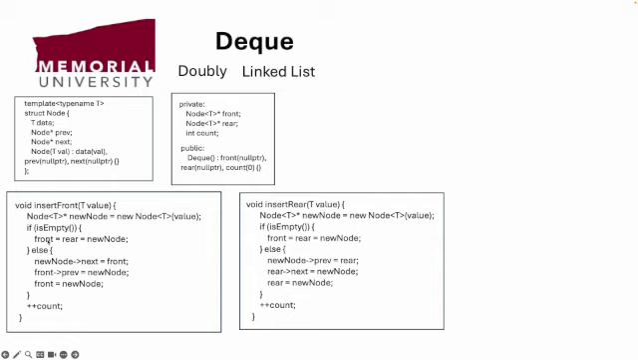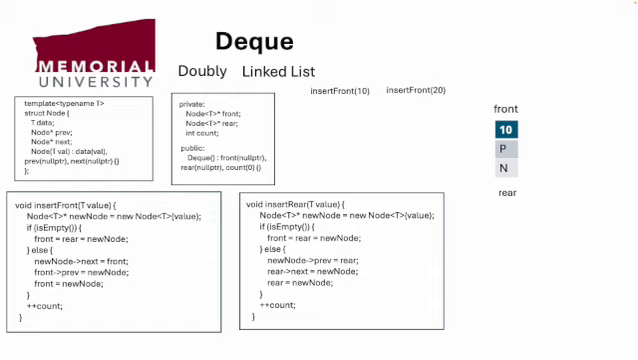Okay, let's take a minute to look at this code. Let's walk through together. Let's insert front 10. We go to this function. We have a new node with value 10. We have a prev and next. If this is empty, we just set front equal to rear equal to this new node. Define the front and rear.